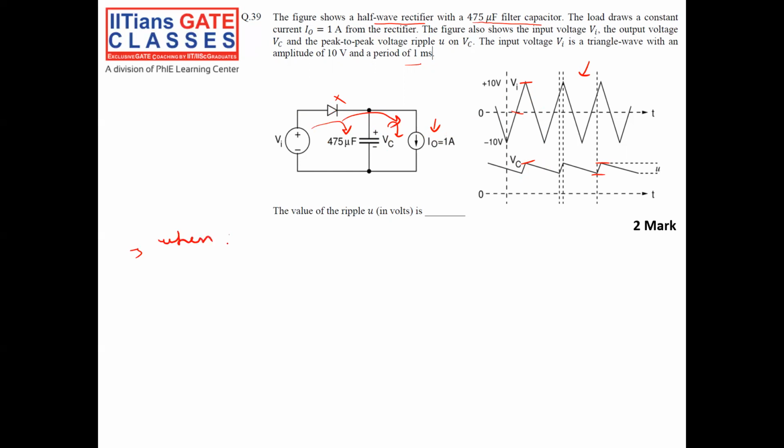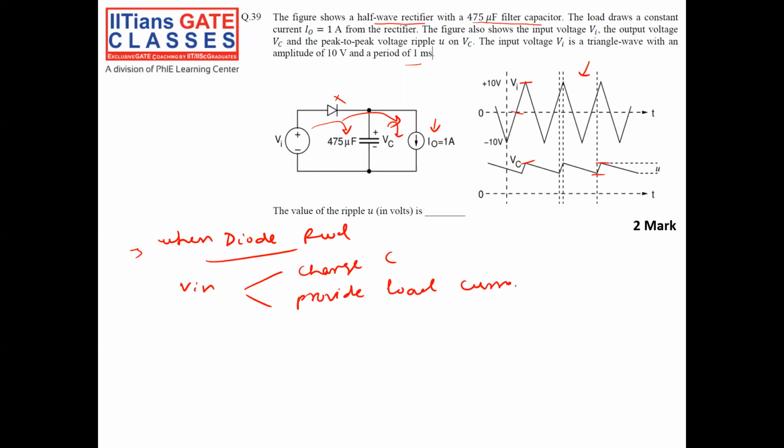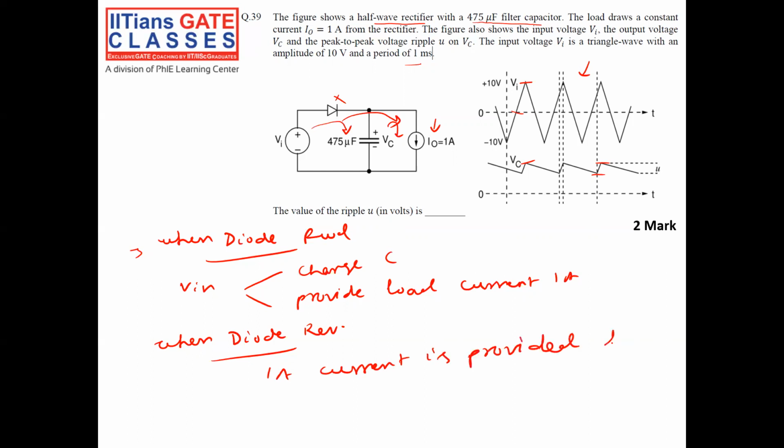When the diode is forward biased, Vin will charge the capacitor and provide the load current of 1 ampere. When the diode is reverse biased, the 1 ampere current is provided by the capacitor.